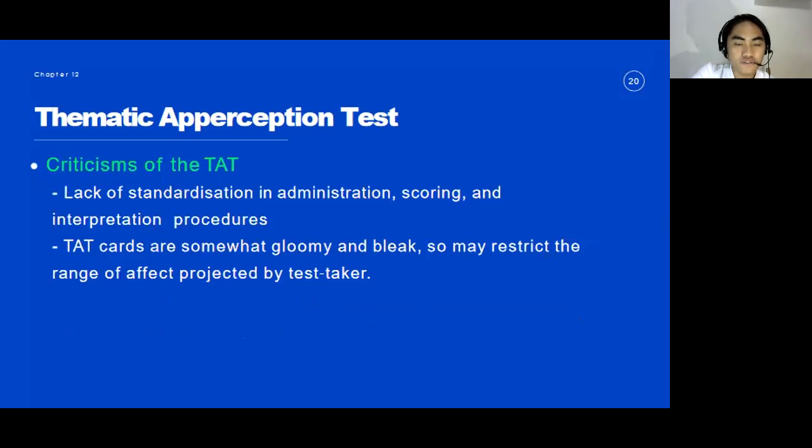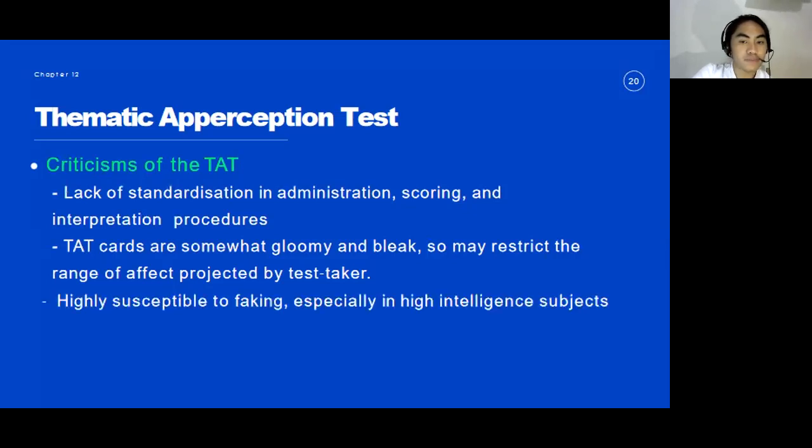So there's a lack of standardization in administration, scoring and interpretation procedures. Note that the clinician selects which cards they want to elicit the response, whereas with the Rorschach, you went through them all in sequence. The TAT cards themselves, as you saw with that old lady looking over the shoulder, are gloomy and bleak, and so it might restrict the range of affect or feelings projected by the test taker. So perhaps it could be improved by adding some happy and neutral ones.